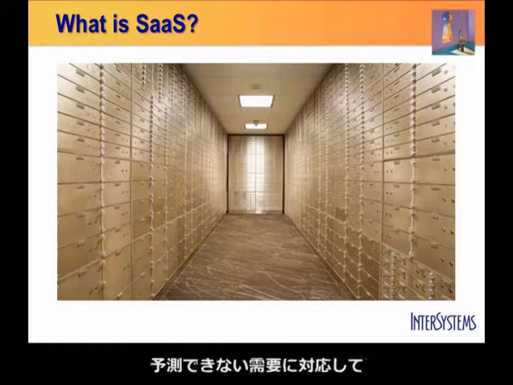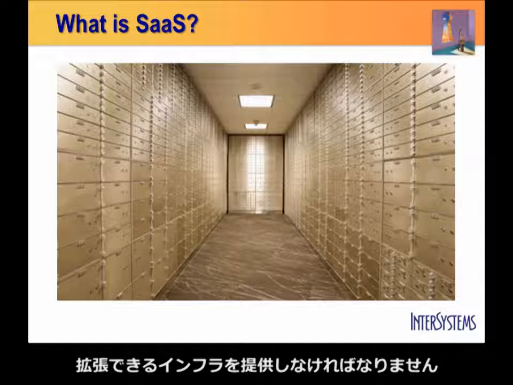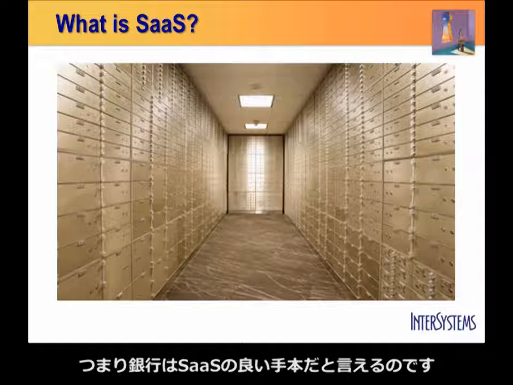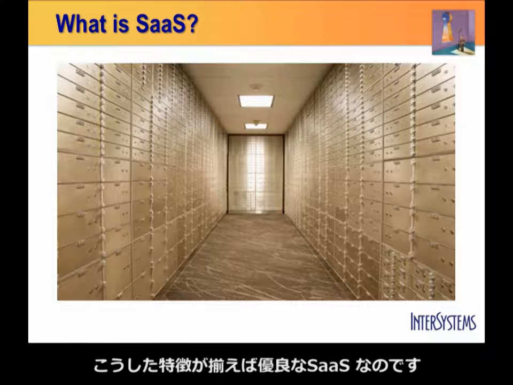So they need to be able to provide an infrastructure that can scale along with unpredictable demand, okay? So a bank is a very, very good model for good software as a service. So if you can hit these three features, that's when you have really good software as a service.